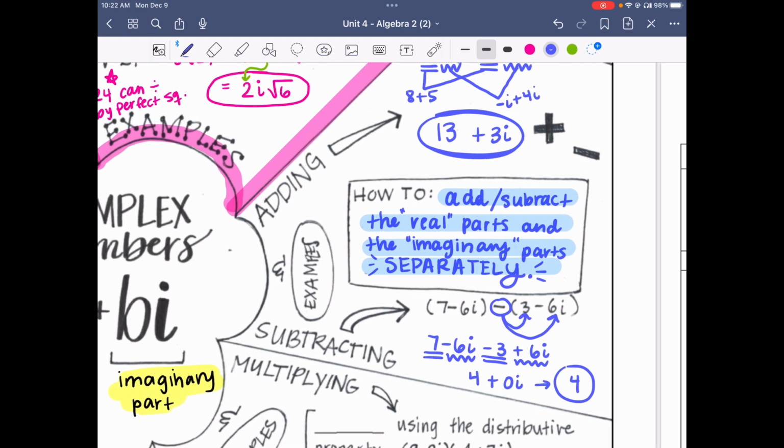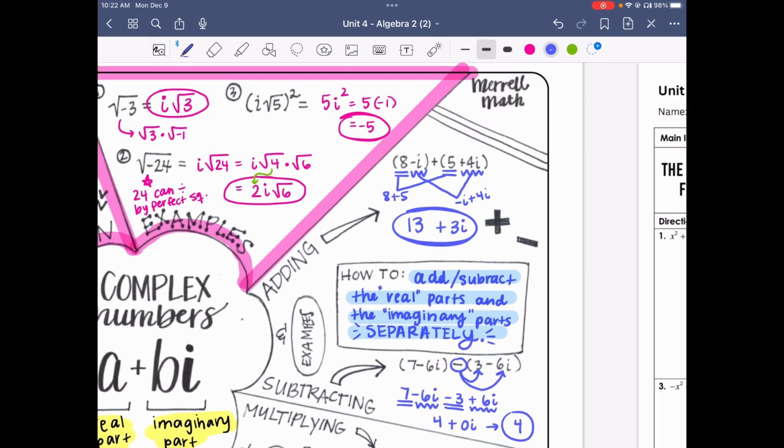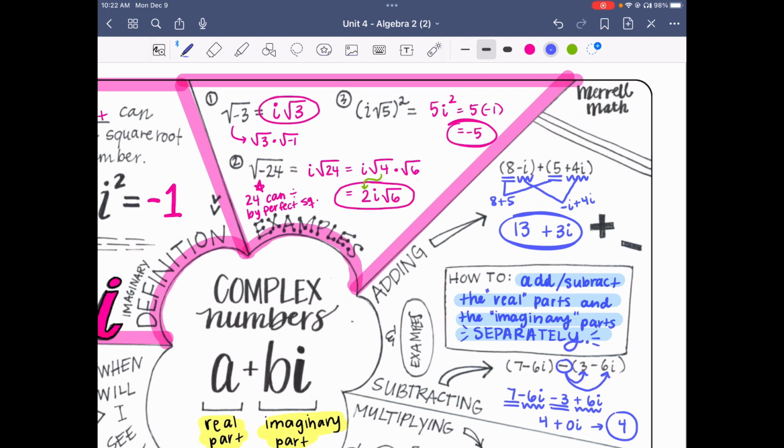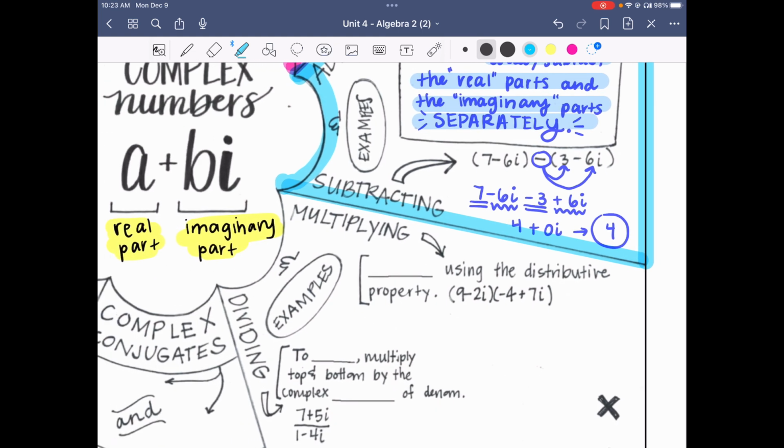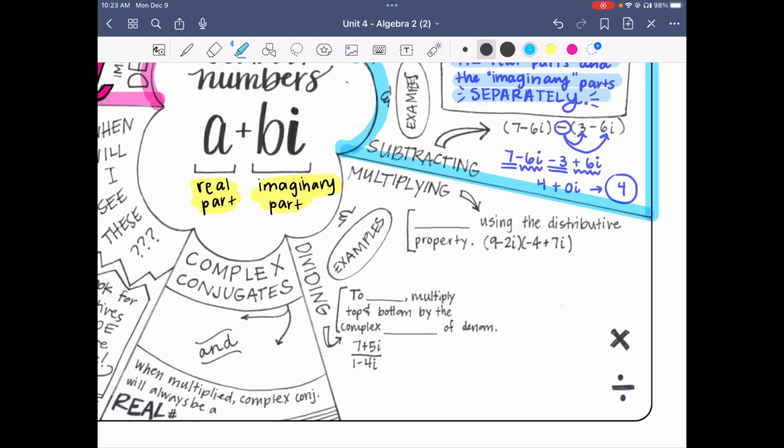So we just finished adding and subtracting. We are going to now look at multiplying and dividing, but take a second here to finish up your notes. All right, adding, subtracting is done. Here, let's move on to multiplying and dividing.